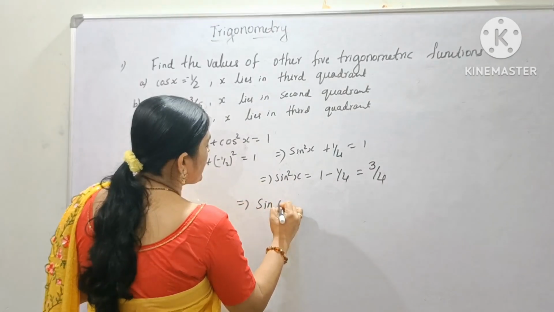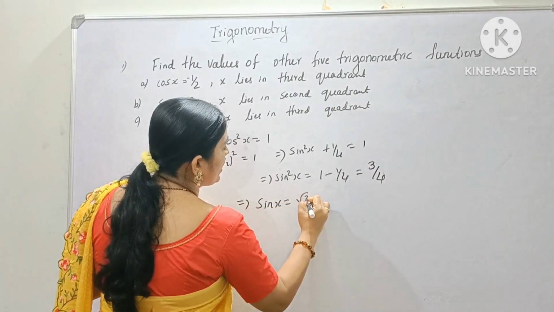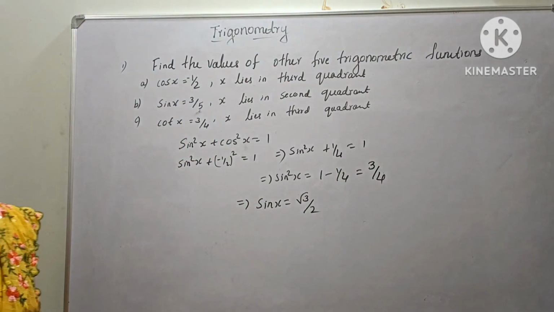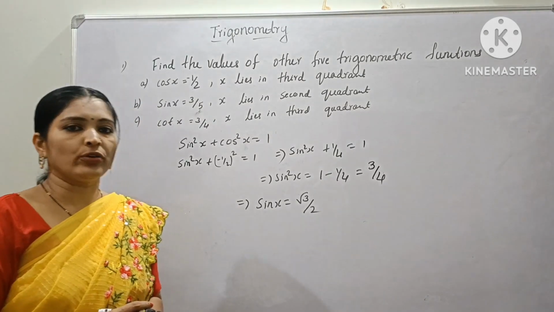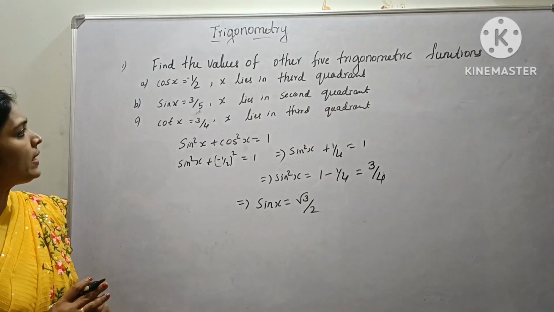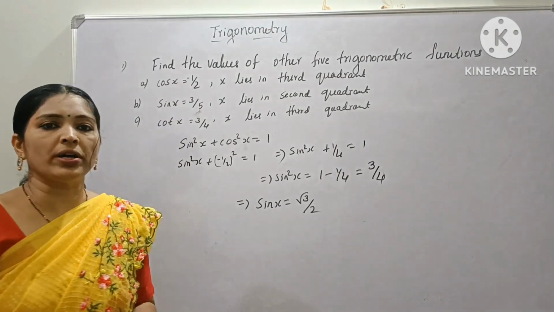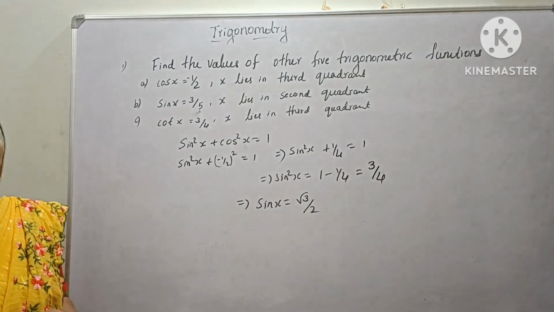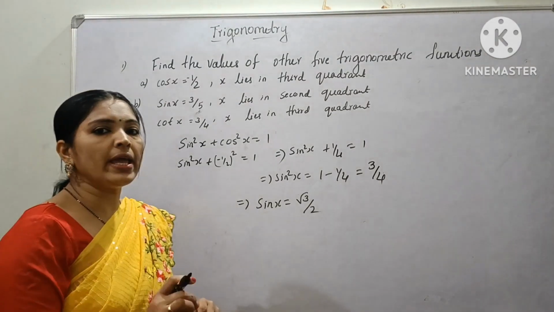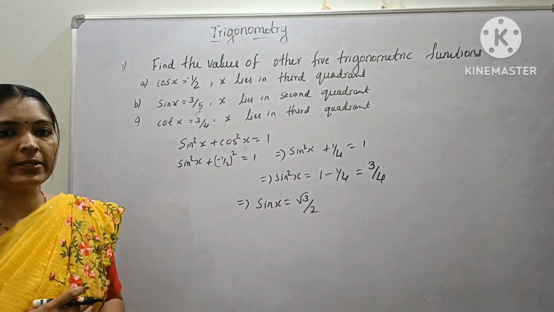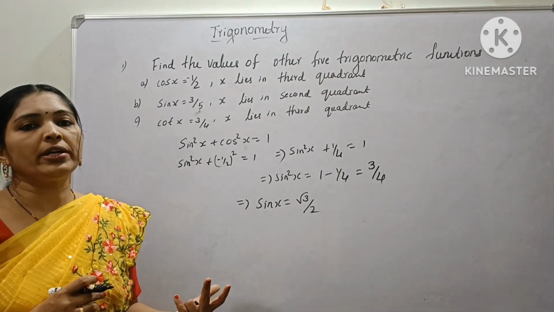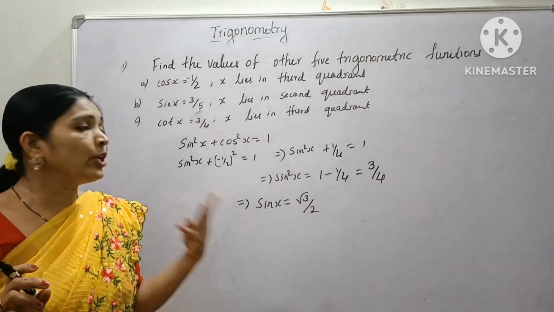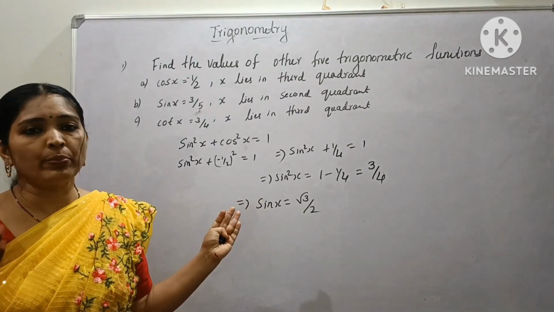So sin x is square root of 3 divided by 2. Square root of 3 by 4: square root of 3 is root 3, square root of 4 is 2. And here x lies in the third quadrant. It is mentioned that x lies in the third quadrant. In the third quadrant, the sine value is negative, isn't it? Which is positive in the third quadrant? In the third quadrant, tan and cot are positive. If you have any doubt, you can watch my previous videos.